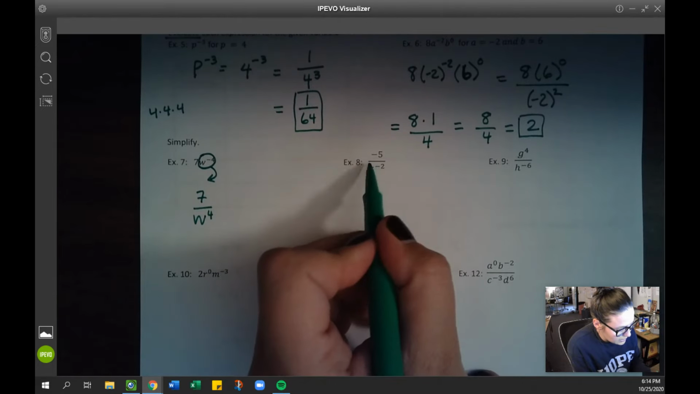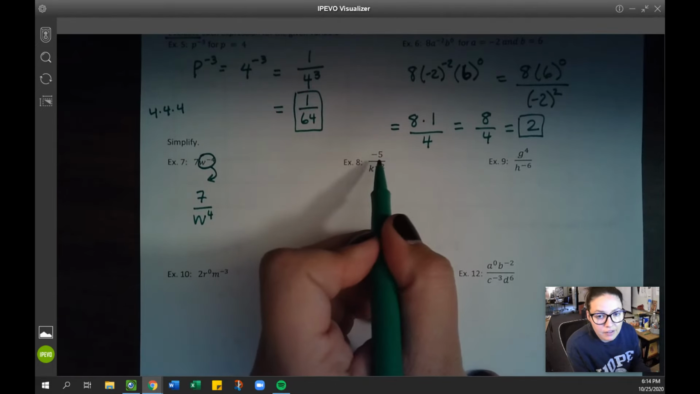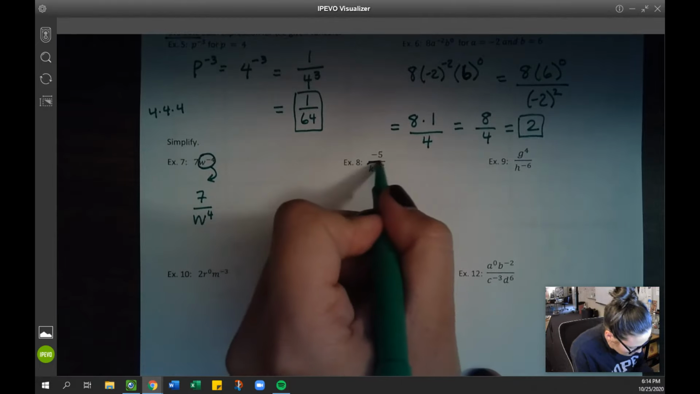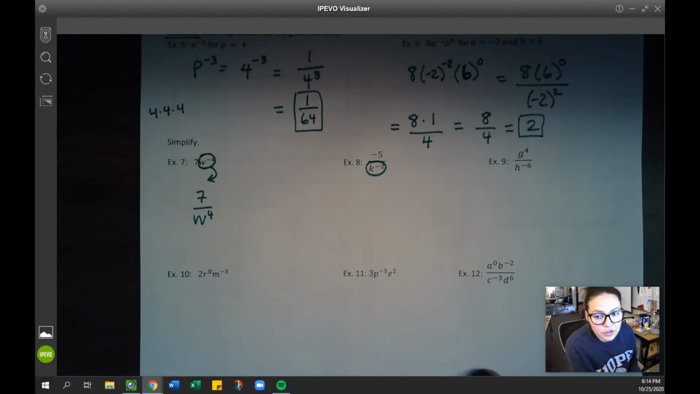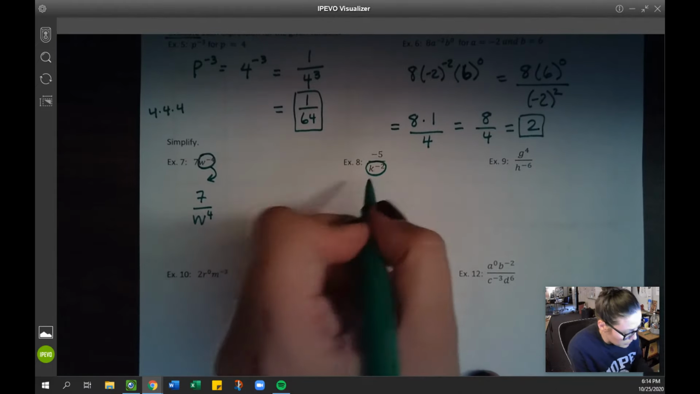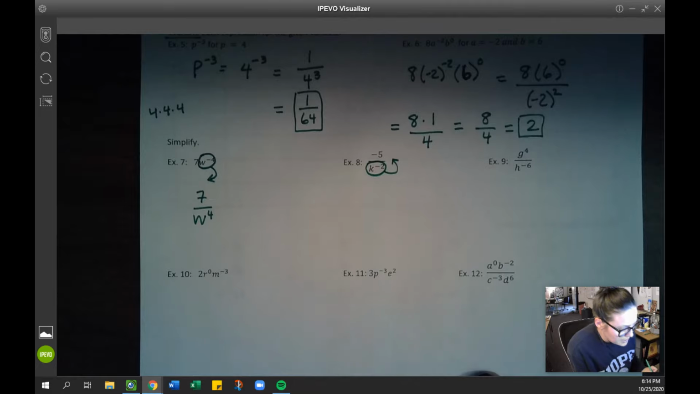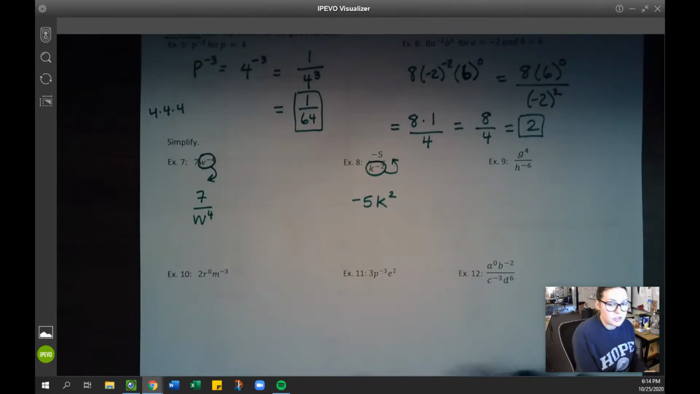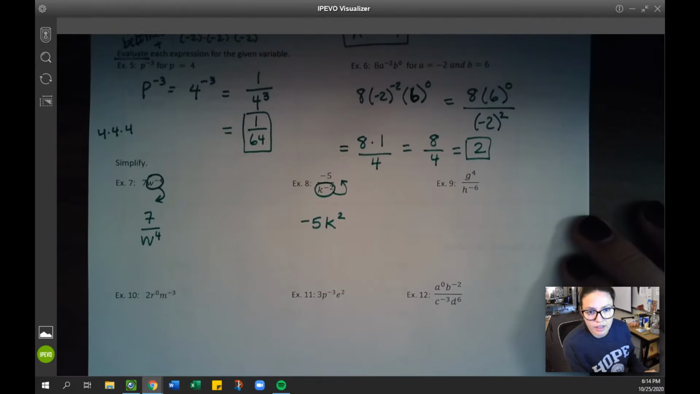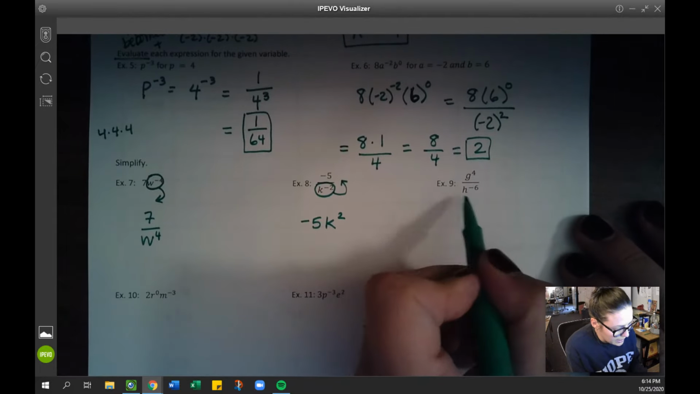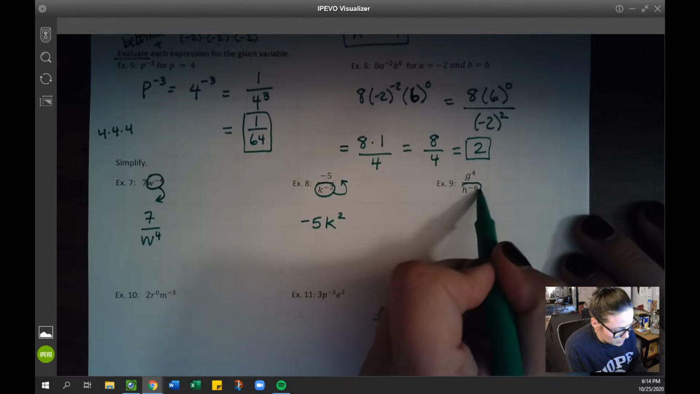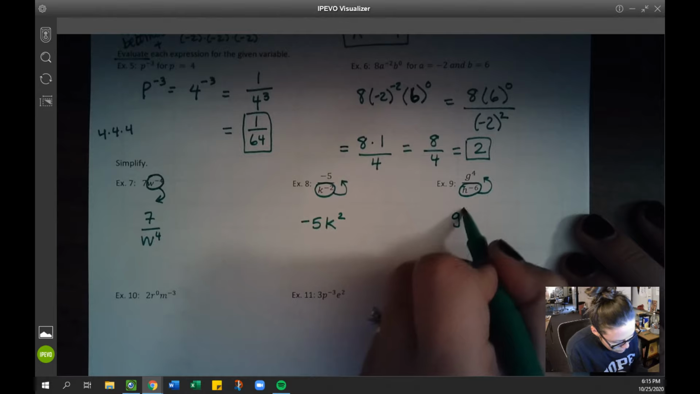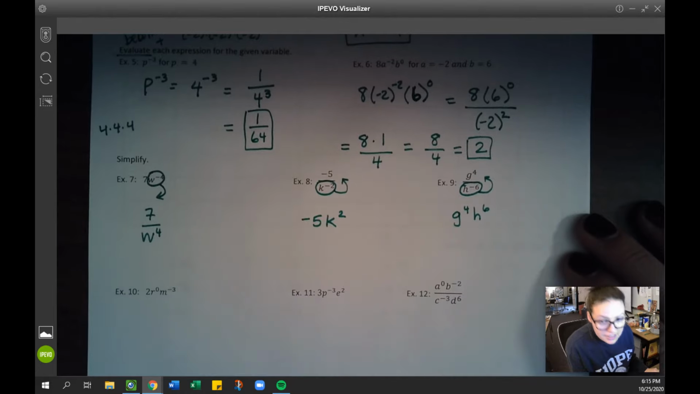All right, let's try this one. Negative 5 is a negative number, but it's not a negative exponent, so I'm not going to circle it. K to the negative 2, yes, that is a negative exponent. Since it's on the bottom, it's going to flip up to the top and leave me with negative 5k squared. All right, example 9. Again, look at what has a negative exponent. Only the h. That's going to flip up to the top. G to the 4, h to the 6th.